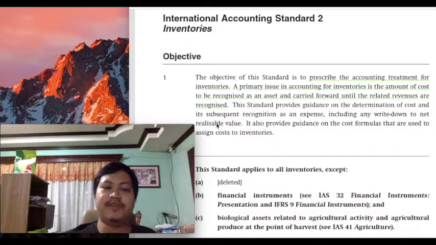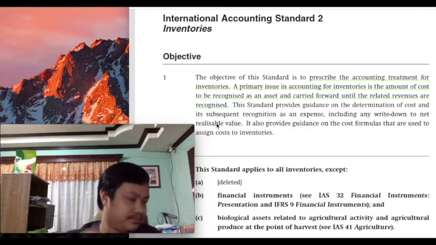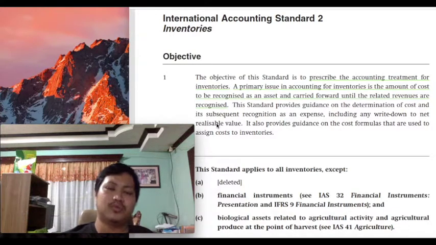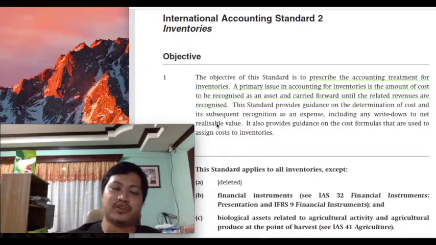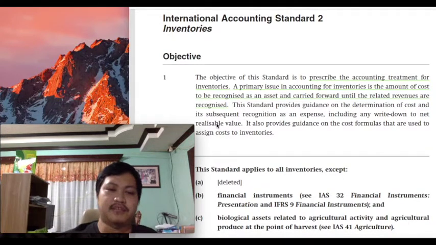Now moving on to inventories, class. It is governed by PAS 2. And our goal for this discussion is for us to know the objectives, the scope, the classification, the measurement, and the reporting of your inventories in our financial statements.